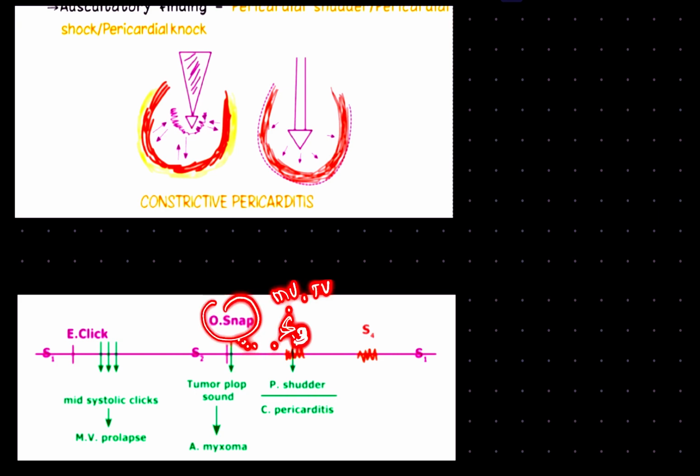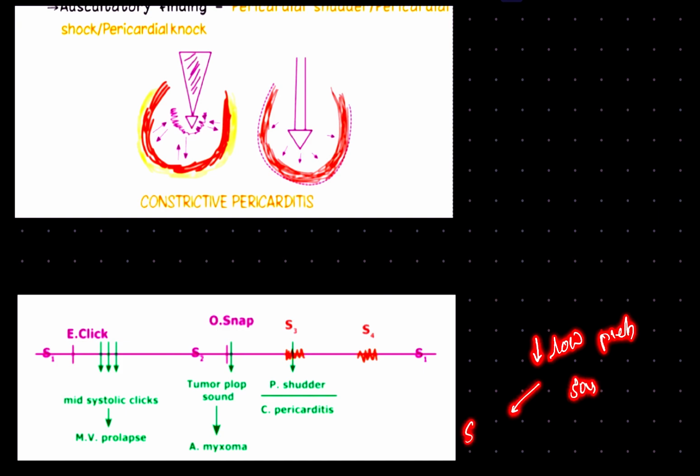So this S3 sound overlaps with the pericardial knock. But what is the best way to differentiate these two sounds? As already mentioned, there are three low pitch sounds: S3, S4, and the sound heard in atrial myxoma, the atrial tumor plop sound. These are only low pitch sounds, and these are heard with the help of the bell of the stethoscope.